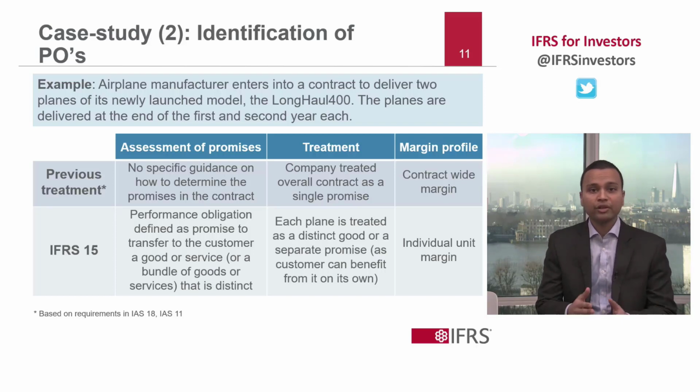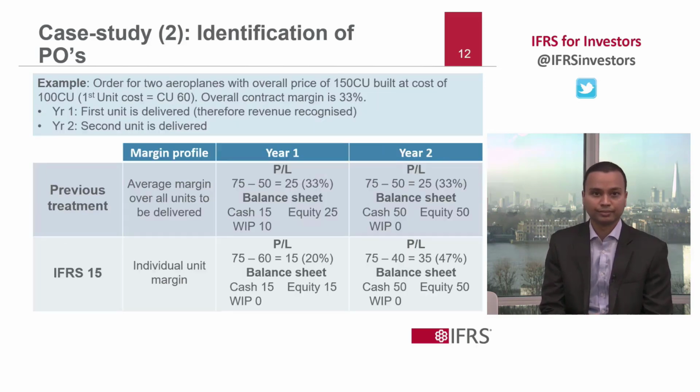Under the previous treatment, there was no specific guidance on how to determine the promises in the contract, and there was no restriction to recognize an average contract margin for each plane that was delivered, essentially treating the delivery of the 2 planes as a single promise of performance obligation. A key change that IFRS 15 will introduce is that the company would account for each plane as a single performance obligation and recognize an individual margin.